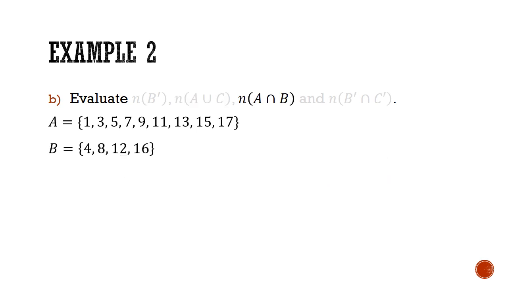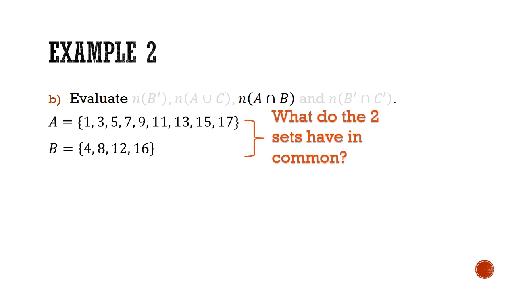Now, to find the cardinality of A intersect B, we need to see what these two sets have in common. It turns out that this is impossible. It's impossible for an odd number to also be a multiple of 4. So A intersect B is a null set. Hence, the cardinality of A intersect B is 0.